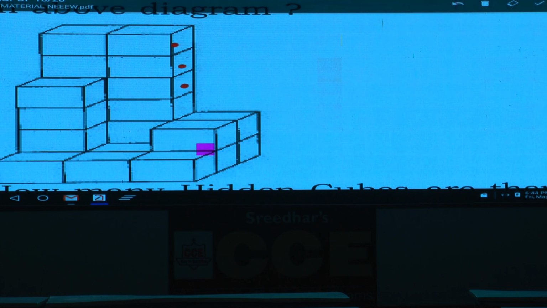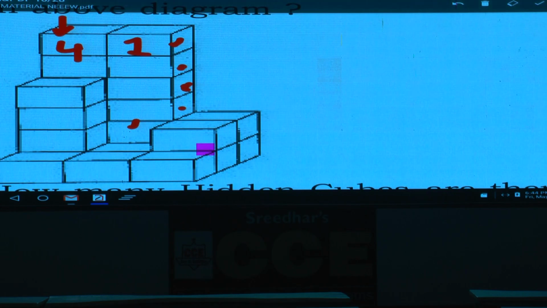1, 2, 3, 4, 5 and 6. Total 6 blocks. And out of 6 blocks in this case, 2 were seen, 4 are unseen. Now here 4 were unseen. Now in this one 1, 2, 3, 4, 5 were already seen. Only 1 is unseen. Isn't it?